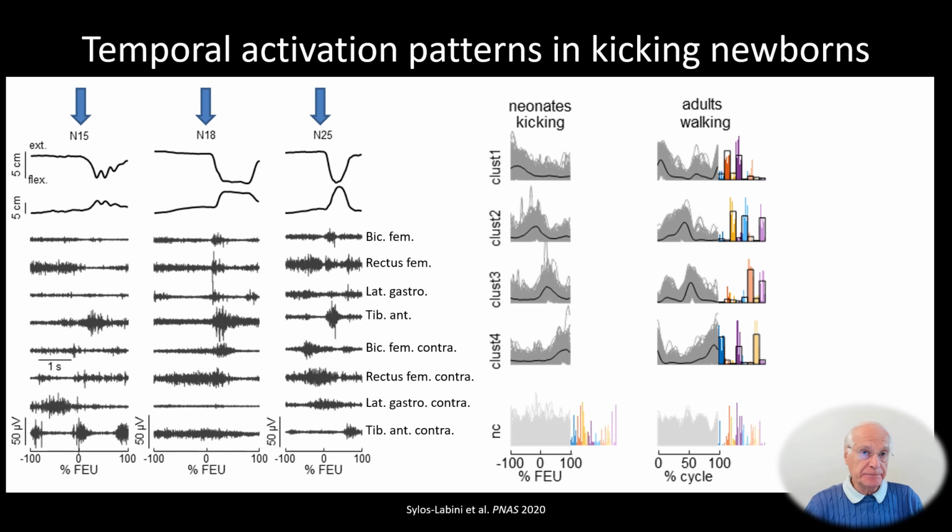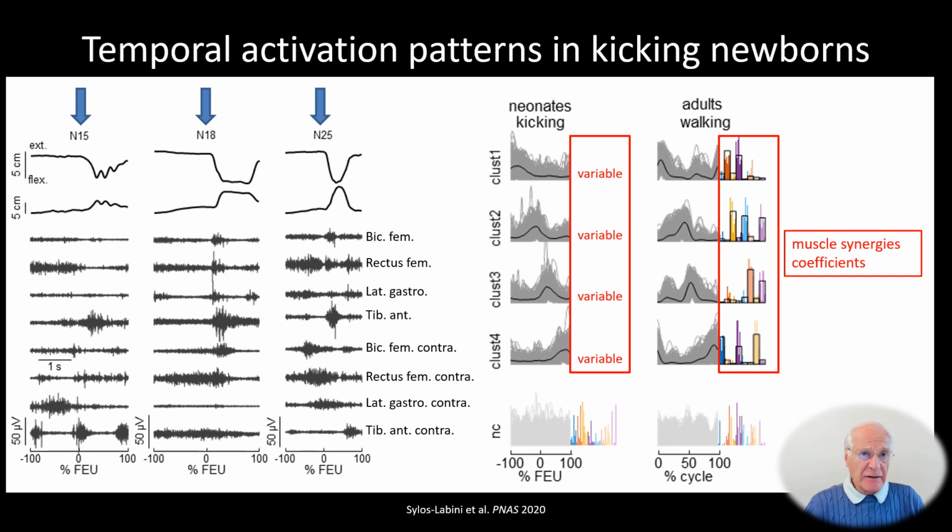In contrast with adults, however, the activation patterns of kicking newborns are not associated with stable muscle synergies. In other words, each time a pattern is activated, it is associated with a different combination of muscles. And this explains the variable profiles of muscle activity shown on the left of the slide.